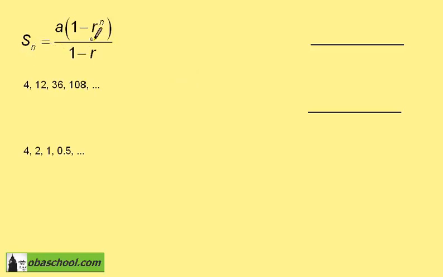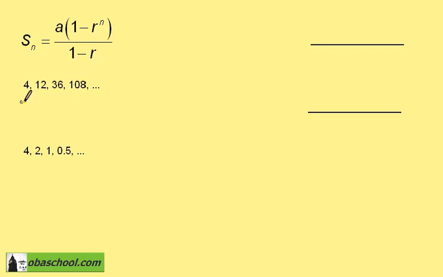Here we can see the sum of n formula, which we've used in many examples. Sn is a times 1 minus r to the n divided by 1 minus r. What we're going to discuss is the concept of summing a series to infinity.